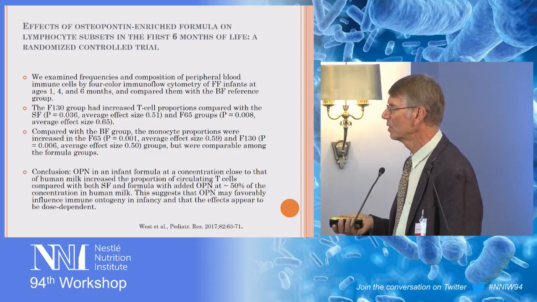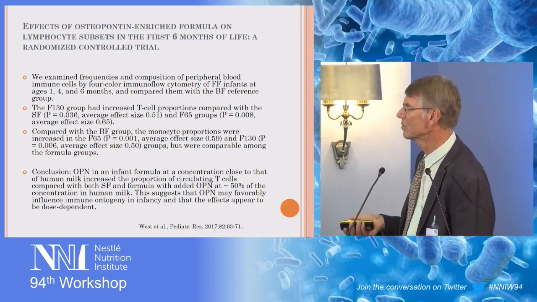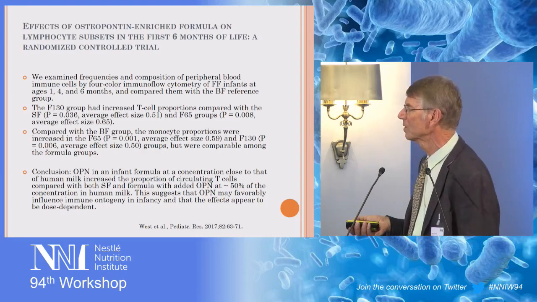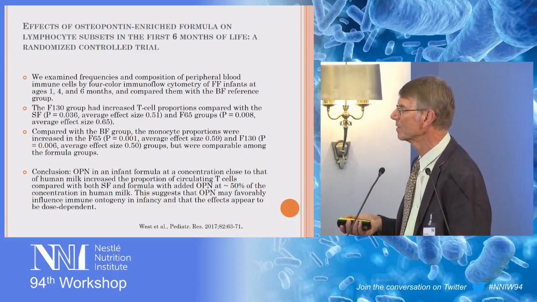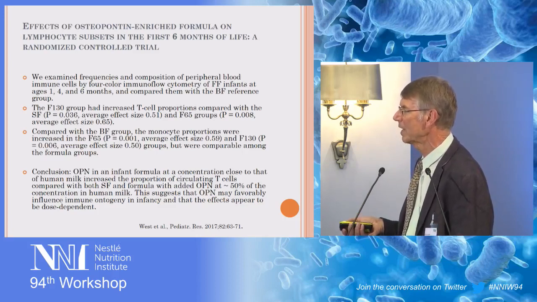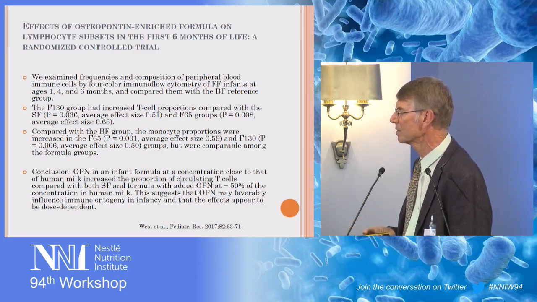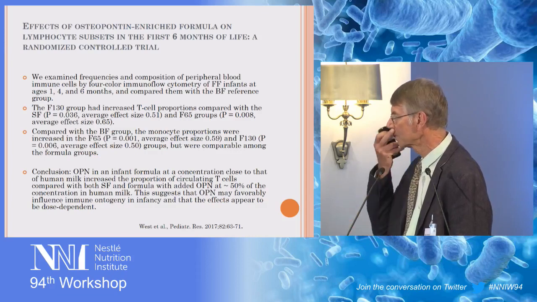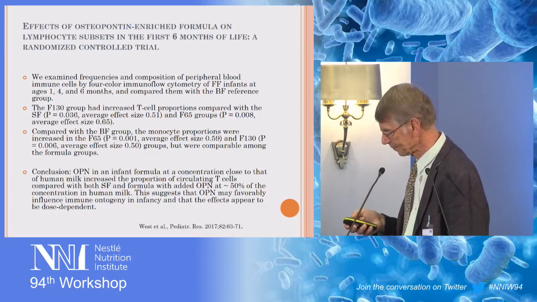There were other subgroups that were altered also. But we just concluded, and this was published 2 years ago, that osteopontin in infant formula at the higher dose level made the infants similar when it came to the distribution of different subclasses of immune cells, and therefore may affect immune function.